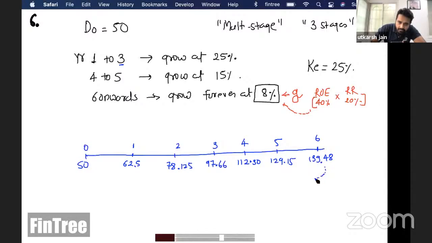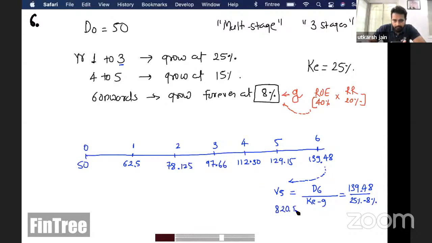Now, using the dividend of year 6, I can get the valuation of year 5. So valuation of year 5 is equal to dividend of year 6. How did I decide that I want to put D6 in the numerator? Because it was the first perpetual dividend. So D6 divided by KE minus G. That is 139.48 divided by 25 percent minus 8 percent. So 139.48 divided by 0.17, I'm getting a valuation of about 820.5, rounding it off.